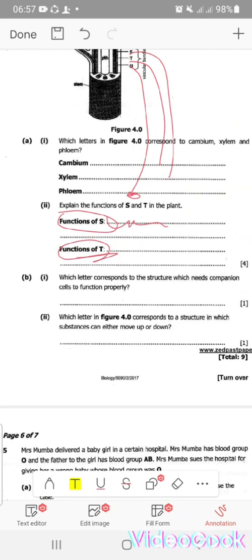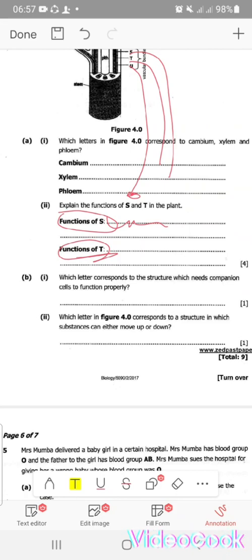B, Roman numeral 1, which letter corresponds to the structure which needs a companion cell to function properly? Structure U. The phloem cell is the one which needs the companion cell to function properly. The companion cell supplies the phloem with energy and some necessary enzymes, hormones.